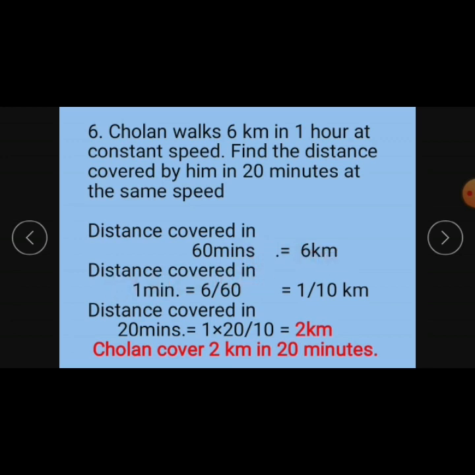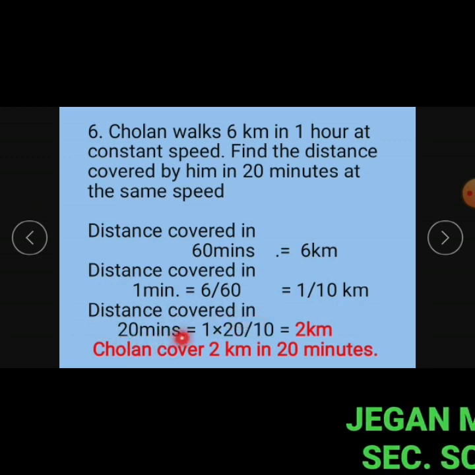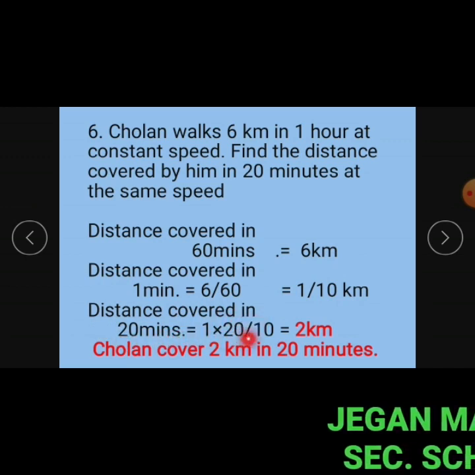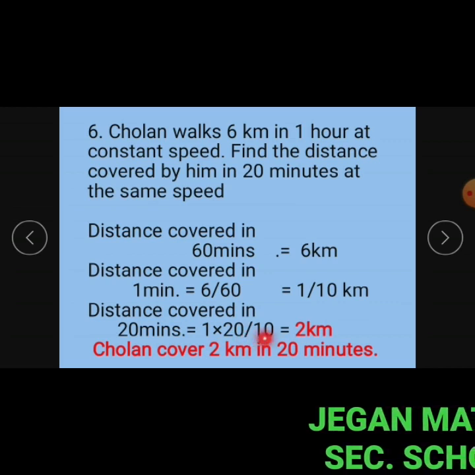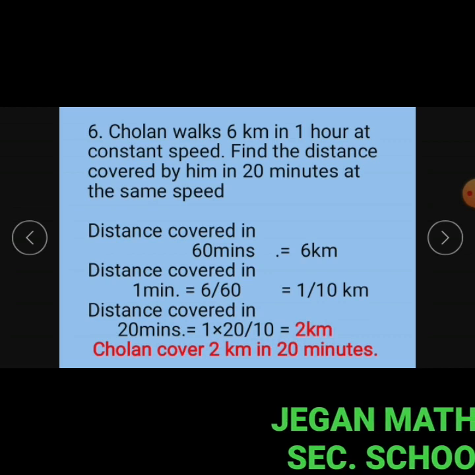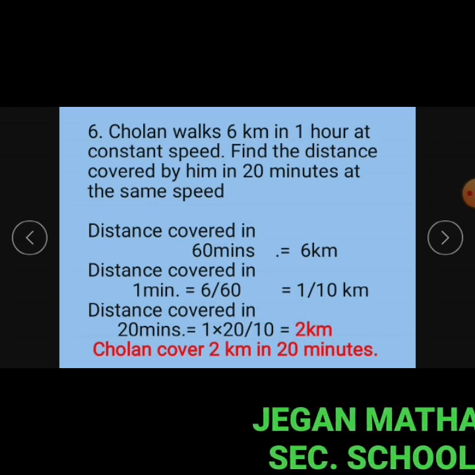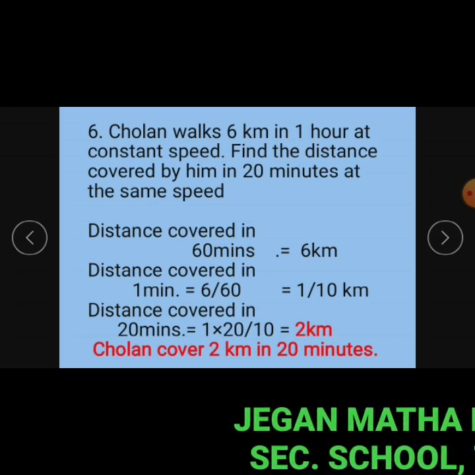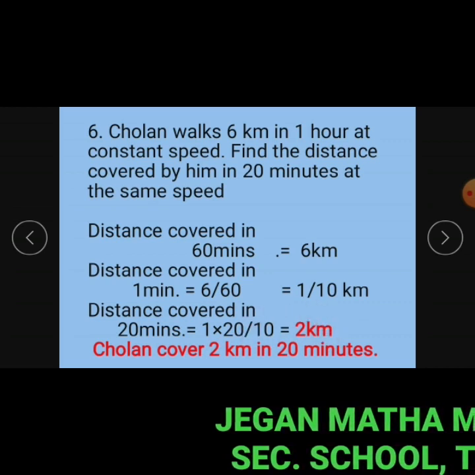Distance covered in 1 minute equal to 6 km by 60 minutes equal to 1 by 10 km. Distance covered in 20 minutes equal to 1 into 20 divided by 10 equal to 2 km. Soren covered 2 km in 20 minutes.